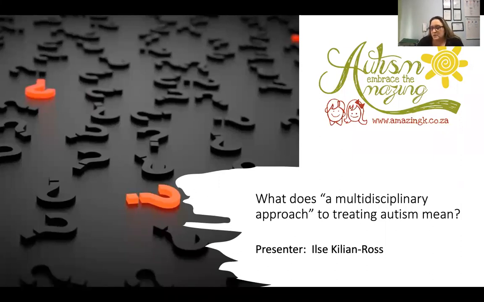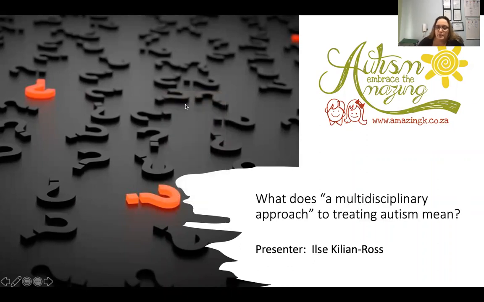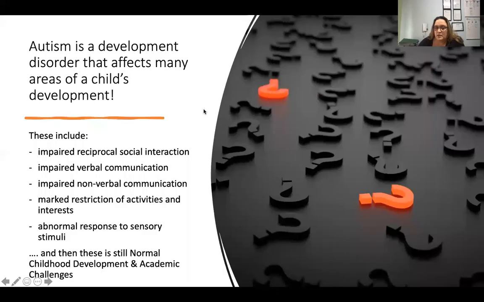What does a multidisciplinary approach to treating autism mean? This is, again, one of those questions we often get asked. People talk about it and everybody says that this is the right route to go, but what does it ultimately mean? So autism is a developmental disorder.